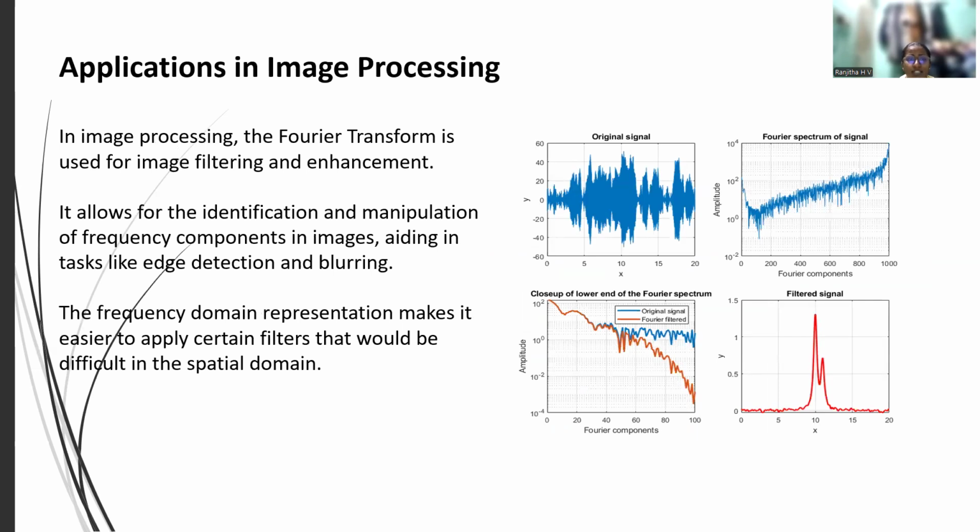The applications of image processing. In image processing, the Fourier transform is used for image filtering and enhancement. It allows for the identification and manipulation of frequency components in images, aiding in tasks like edge detection and blurring. The frequency domain representation makes it easier to apply certain filters that would be difficult in the spatial domain.